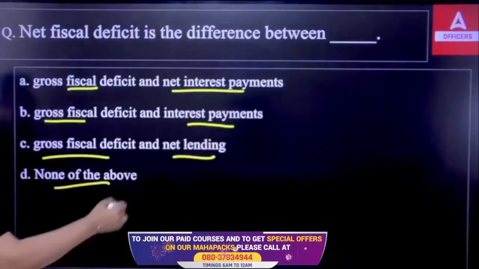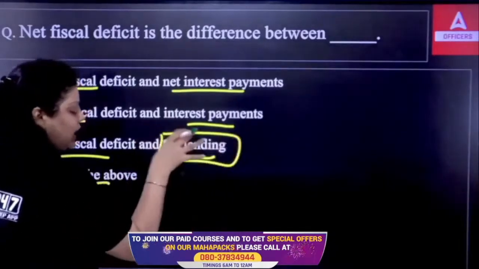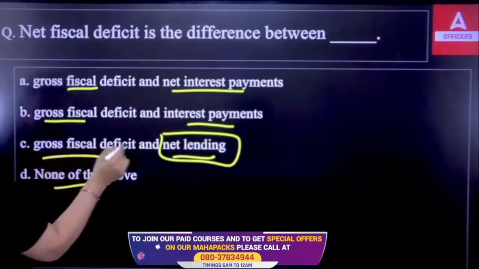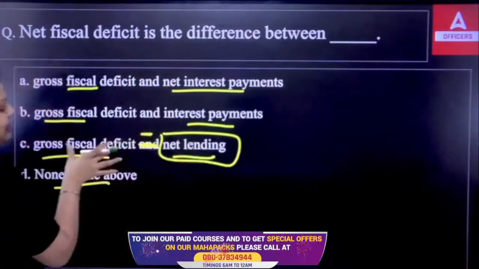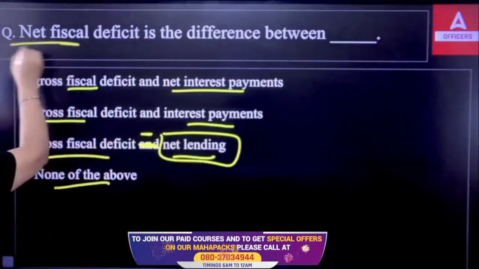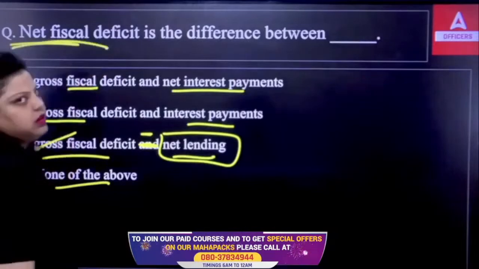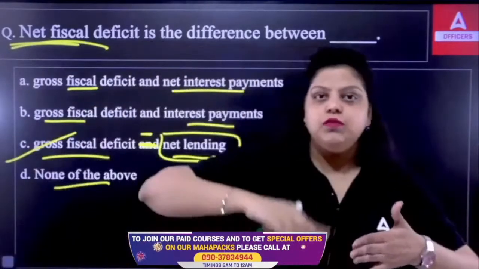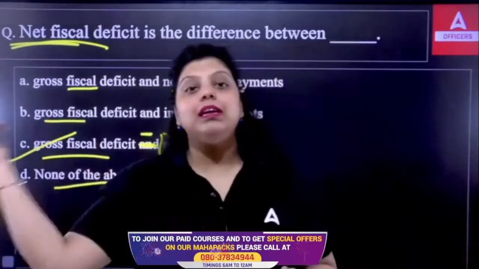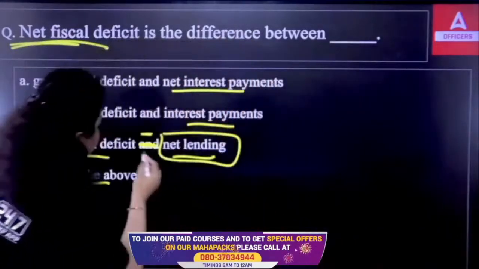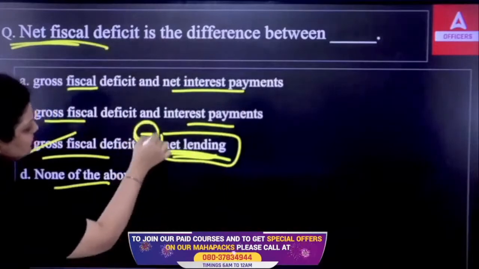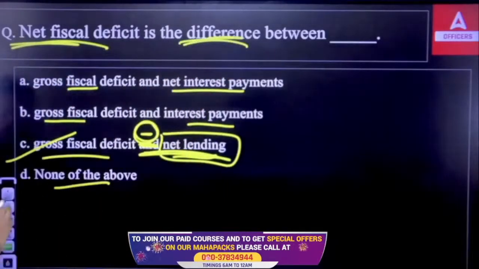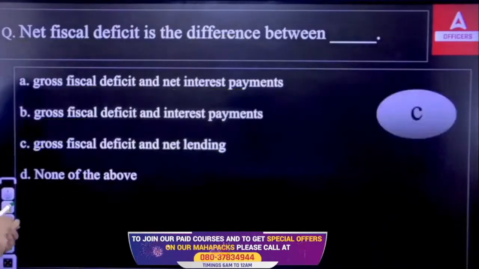So it's very obvious: net lending remained, and you are talking about gross fiscal deficit. When you subtract the net lending from the gross fiscal deficit, you will get the net value of fiscal deficit. Because we have discussed now, fiscal deficit is total expenditure of government minus total income of the government excluding borrowing. So you have excluded the borrowings here, and that's why it's a difference. Clear? So right answer will be option C.